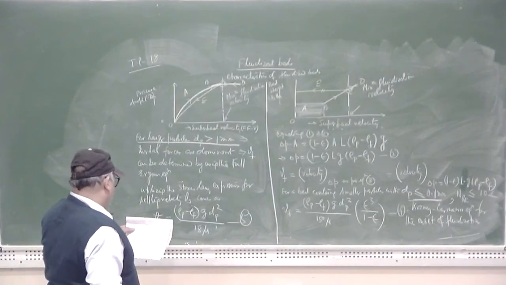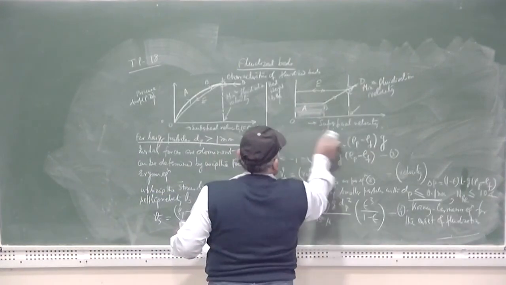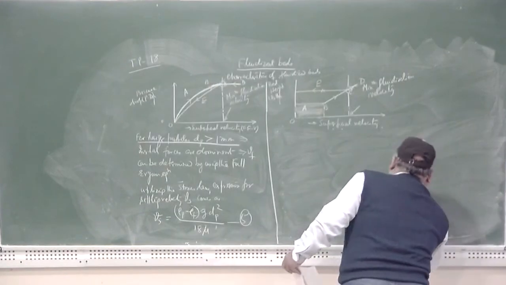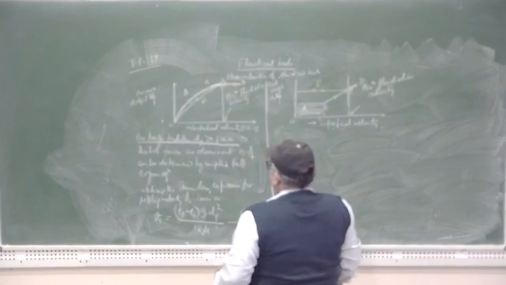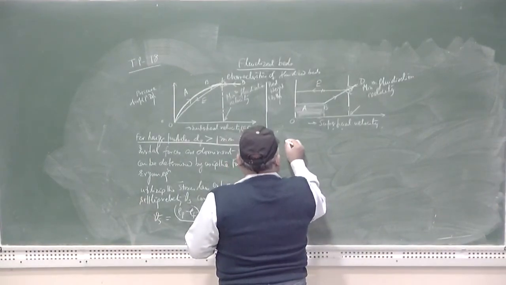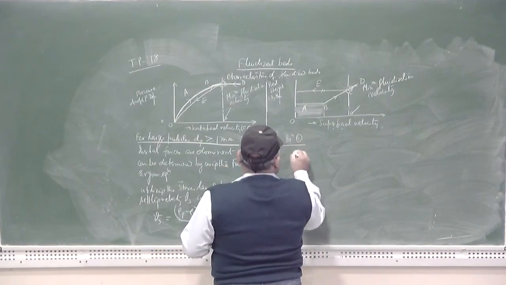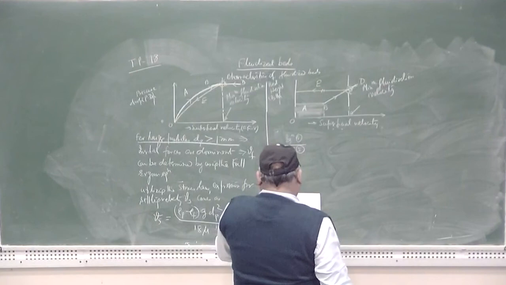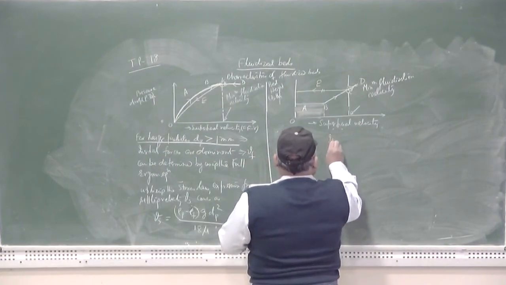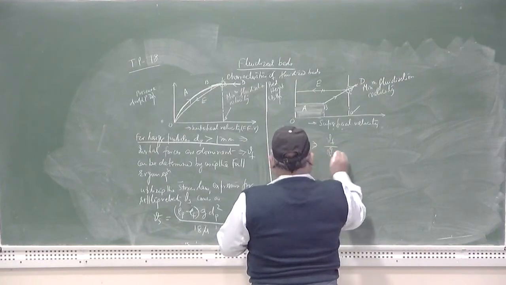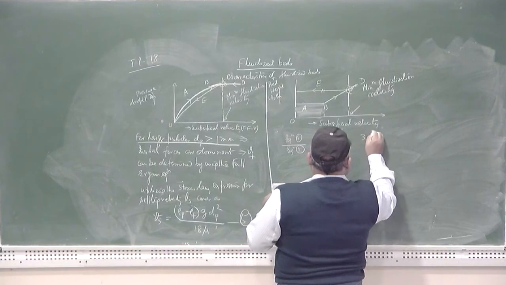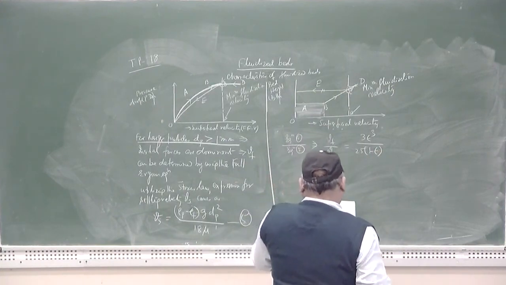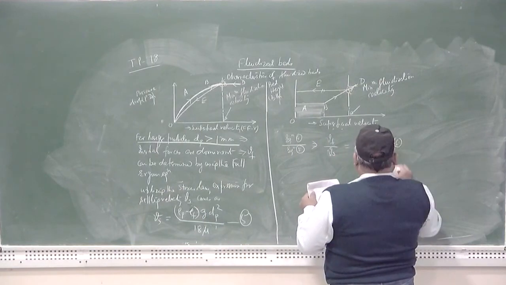Now, dividing equation number 4 by equation number 5, the Kozeny-Carman equation by Stokes law, if you divide these two equations, you will get Vf by Vs equal to 3 epsilon cube divided by 25 into (1 minus epsilon). Let it be equation number 6.